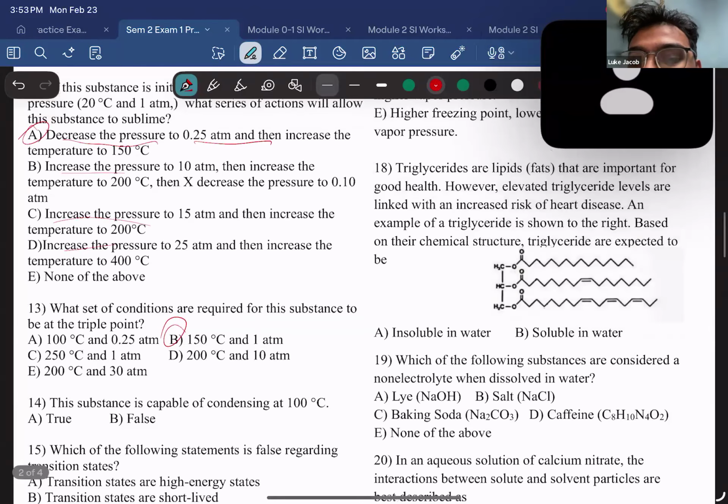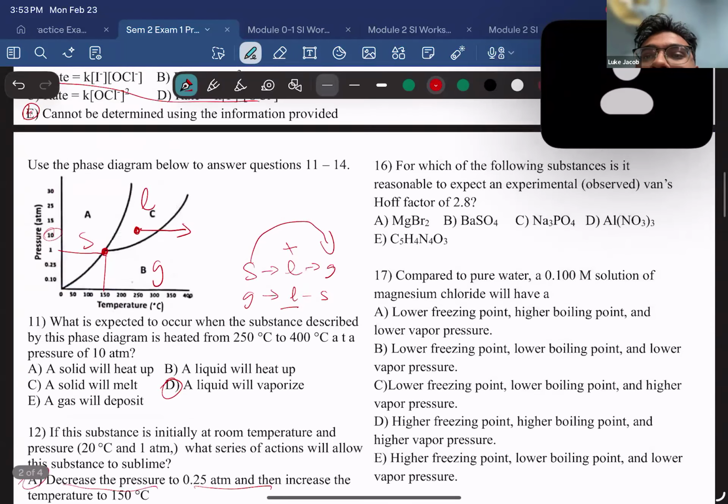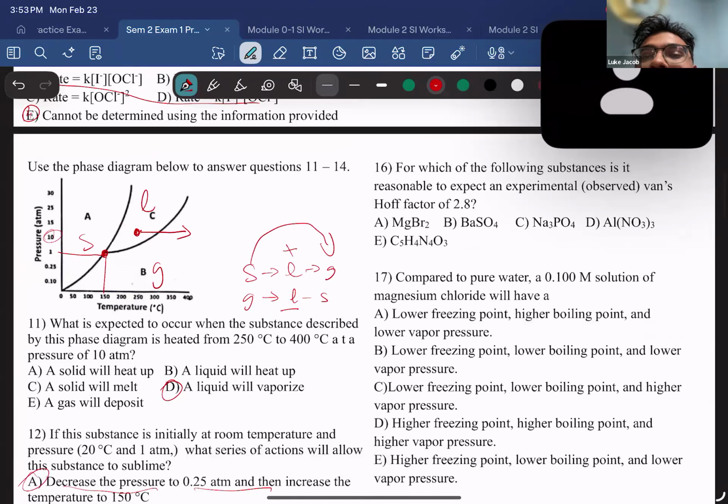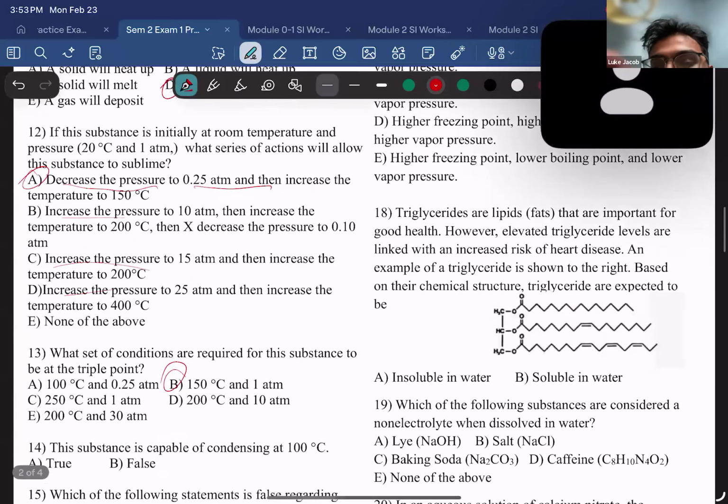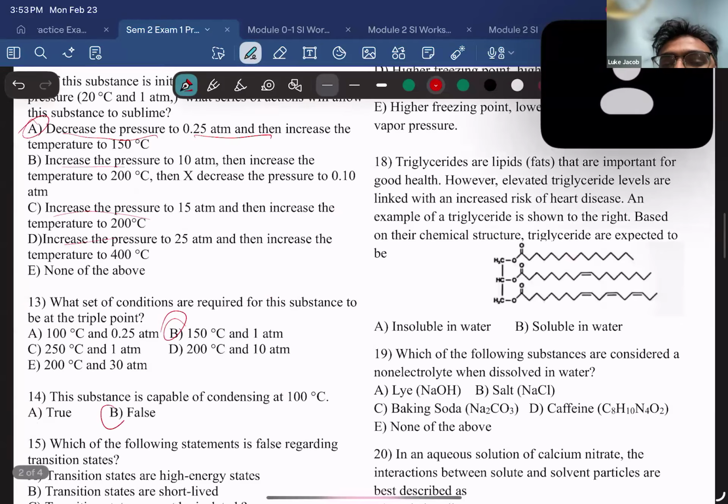This substance is capable of condensing at 100 degrees Celsius. So condensation is when gas goes to liquid. So at 100 degrees Celsius, is this substance able to condense? No, right? We see that it's not. This line here is just going from sublimation or deposition. It's not condensation. So this is false.